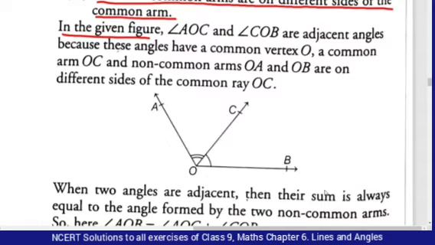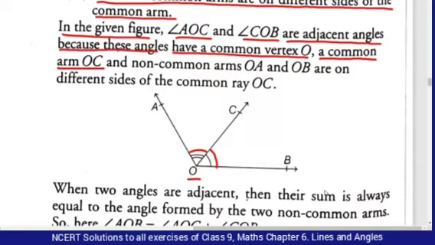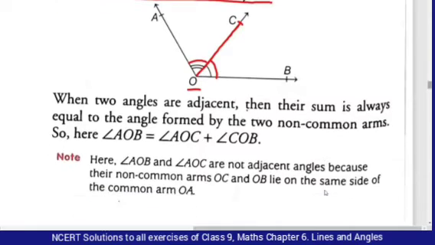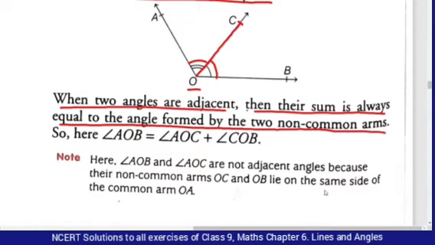In the given figure, angle AOC and angle COB are adjacent angles because these angles have a common vertex O and a common arm OC, and non-common arms OA and OB are on different sides of the common ray OC. When two angles are adjacent, then their sum is always equal to the angle formed by the two non-common arms. So here angle AOB is equal to angle AOC plus angle COB.